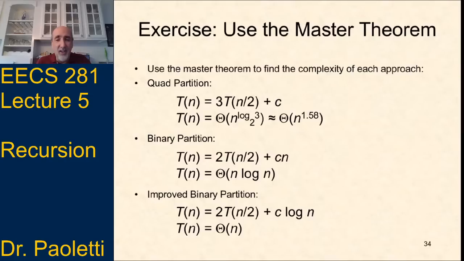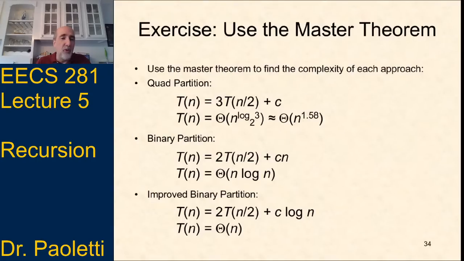The improved binary partitioning, so we've got 2T(n/2) + c log n. Now this one doesn't quite fit the master theorem. It doesn't fit the first 3 conditions. It doesn't fit the 4th condition. You can't use the master theorem on this one. You've got to solve this one by hand. So we solved this one for you, and we get big theta of n.